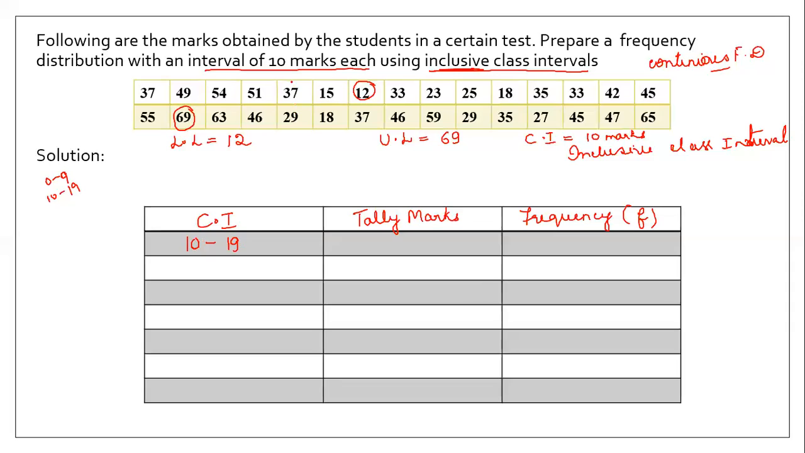So the first class will be of 10 marks each, meaning the class interval should be of 10. The width of the class interval should be 10. So we can take this as the width here. So 10 to 19. They have set it as an inclusive class. So the next class interval will be 20 to 29. Next will be 30 to 39, 40 to 49, 50 to 59, and the upper limit is 69, so the next will be 60 to 69. This is the last class interval.